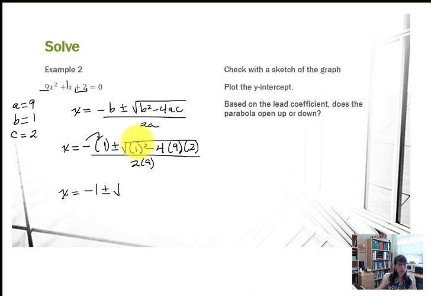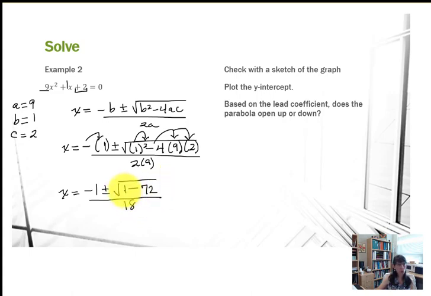When we simplify, negative times 1 is negative 1, plus or minus. Under our radical, we have the quantity of 1 squared, that's 1, and our three factors, negative 4 times 9 times 2. Negative times positive times negative, so we will be subtracting. 4 times 9 is 36, and 36 times 2 is 72. Our divisor now, 2 times 9, would be 18.